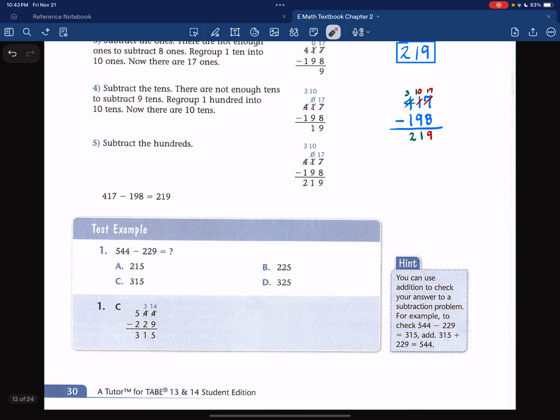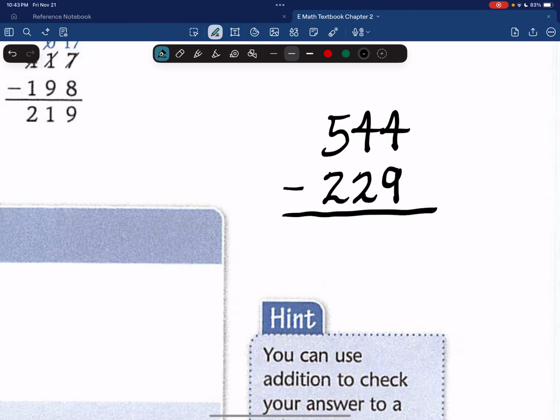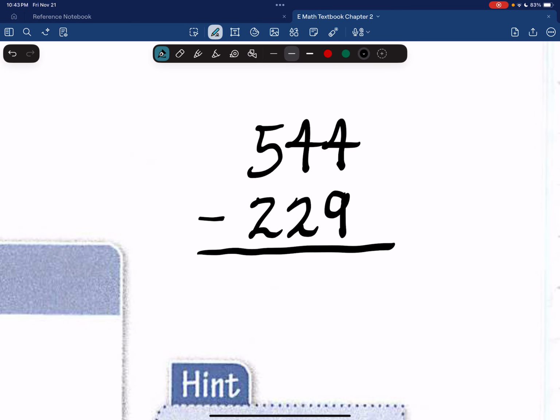Here's a test example. 544 minus 229. So I'm going to do 544, 229. You can use a number line or a model if you need it. I'm just going to use the algorithm.